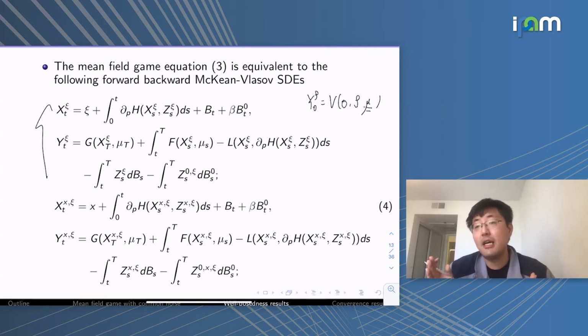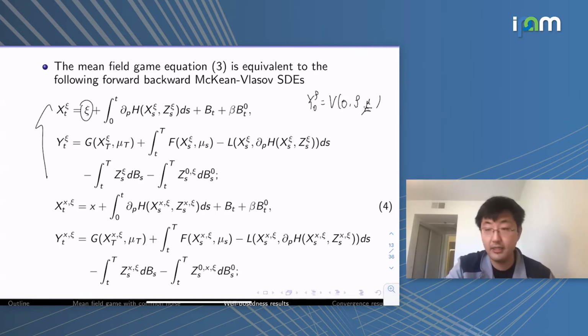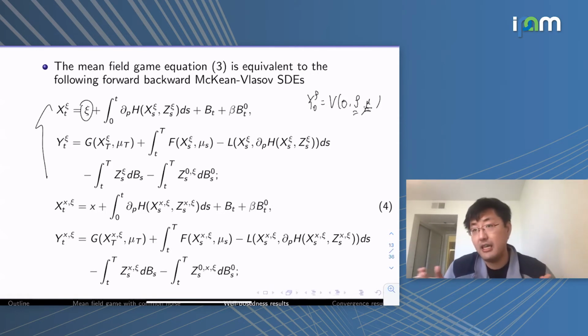So it is easy to study the differentiability with respect to mu now, because you can perturb psi here. This is easy. But how do we study the differentiability with respect to the x component? What I mean is the position of the individual player.